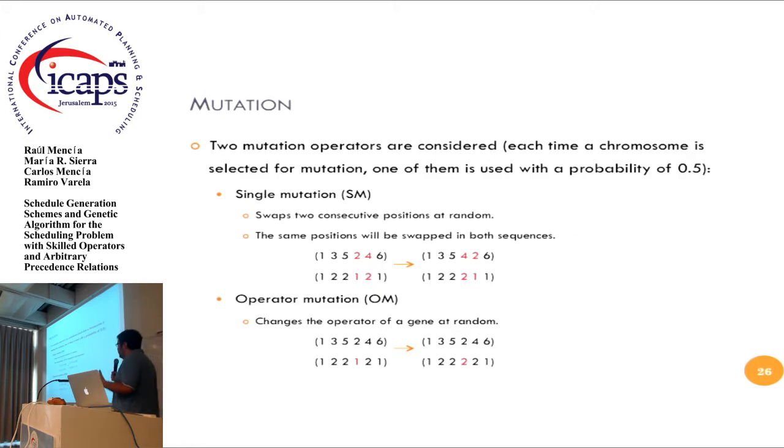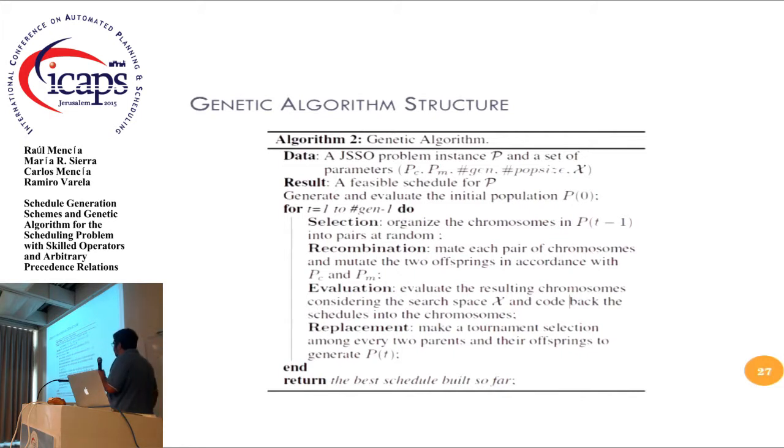As mutation, we have two different operators that we use with 0.5 probability. First, we have swap mutation, which swaps two consecutive positions at random. And on the other hand, we have operator mutation, which changes the operator of a task randomly. And here is the general genetic algorithm structure. It is a very conventional structure. At the start of each iteration, we organize the chromosomes into pairs at random. Then we use the operators that I have talked about. And at the end, we make a tournament selection among every two parents and their children to generate the next population.